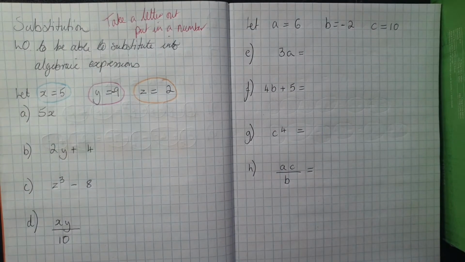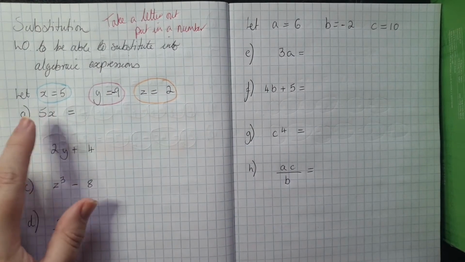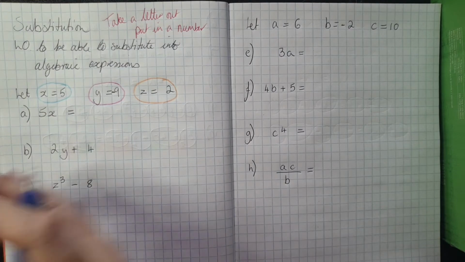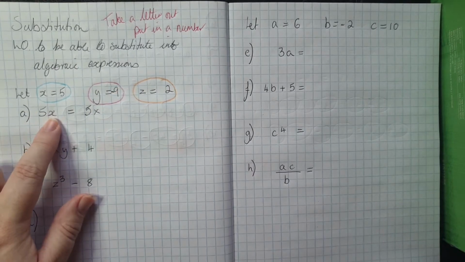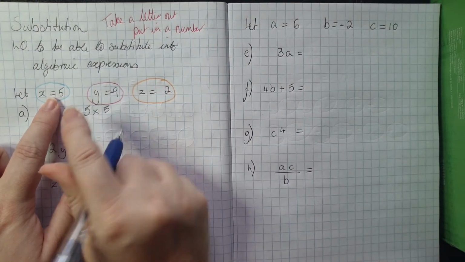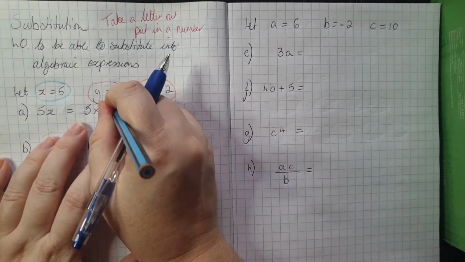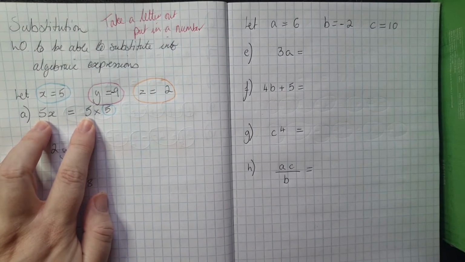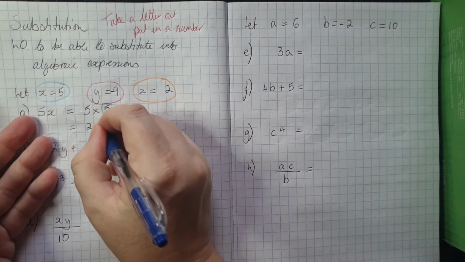So let's get started. First thing we've got here is 5x. Now we know from algebra that when we've got a number and a letter written together without a gap, it means multiplication. So we're going to take the 5 and multiply it by what the x is, and the x in this case is 5. The first 5 is the 5 that we're multiplying by, the second 5 is the x. So we've got 5 times 5 is 25.